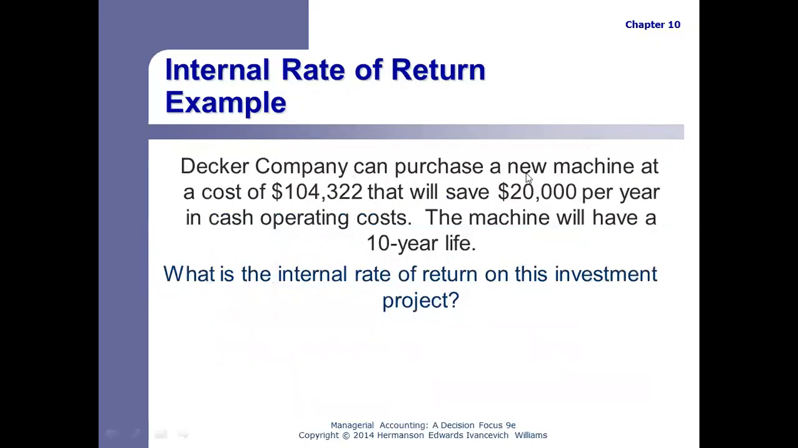Okay, so this company can purchase a new machine that costs $104,322. It's going to save $20,000 a year. So in other words, that's what they're going to be making per year because they're going to save on expenses. This machine has a 10-year life. What's the internal rate of return on this investment? So how much money are they going to be making on this project?